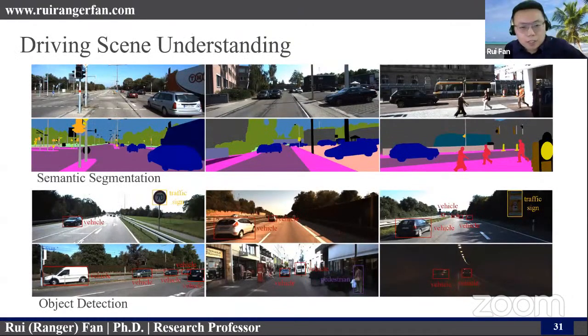For driving understanding, let me go faster. I typically posted two different big pictures. The first one is semantic segmentation, the other one is object detection. My group mainly works on semantic segmentation. For semantic segmentation, we try to assign a label to each pixel. For example, you can see from this image, the purple areas mean the road, and the blue means the car, and different colors mean different classes.